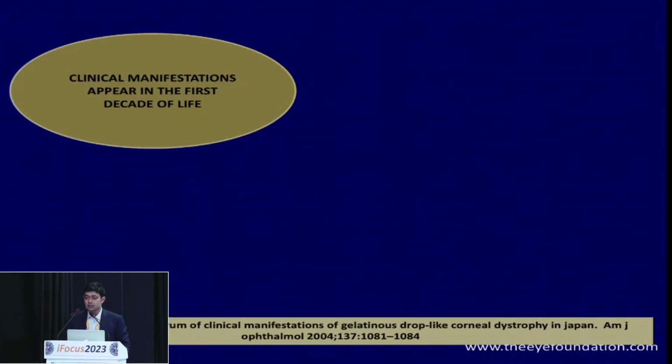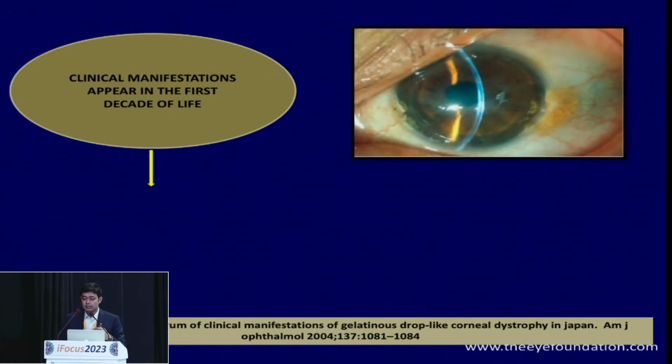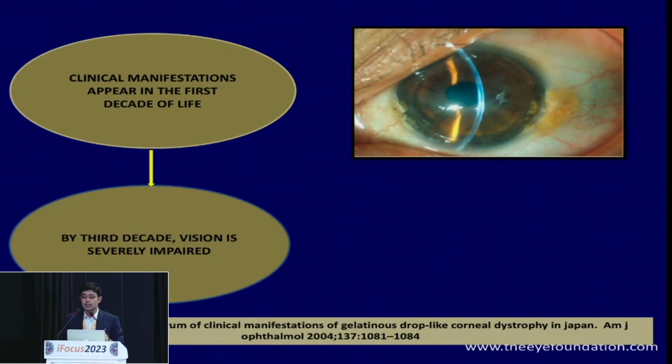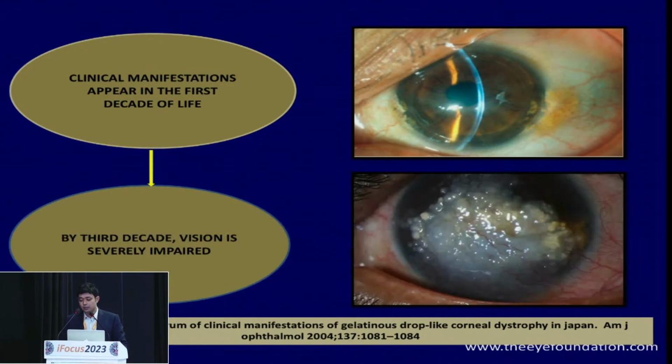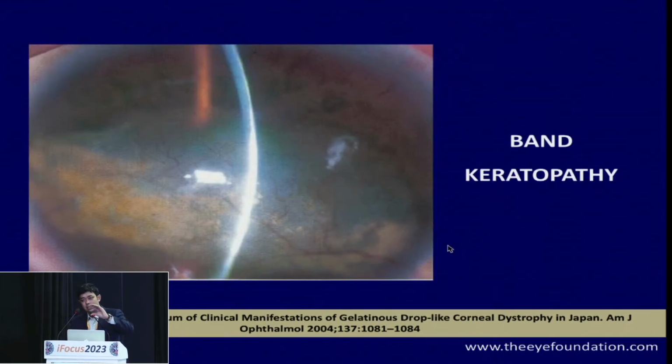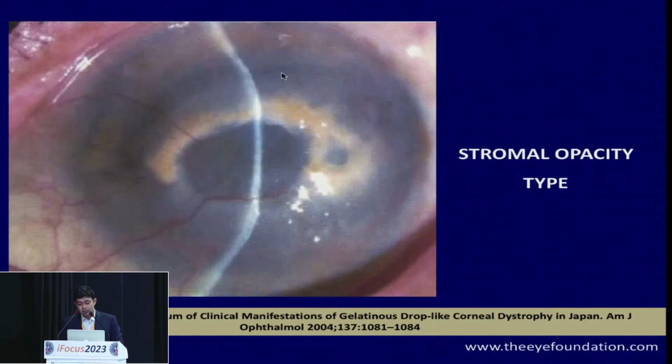Because of this, they usually present very early in life, in the first decade, they rapidly progress, and by the third decade the vision is severely impaired, and you can see this picture from the first to the third decade. Now normally we say in dystrophies the cornea is completely avascular, which is not the case in gelatinous drop-like dystrophy or GDLD, where you can have vascularization and a band keratopathy kind of appearance. You can have the kind of opacification which is associated with it because of recurrent depositions.